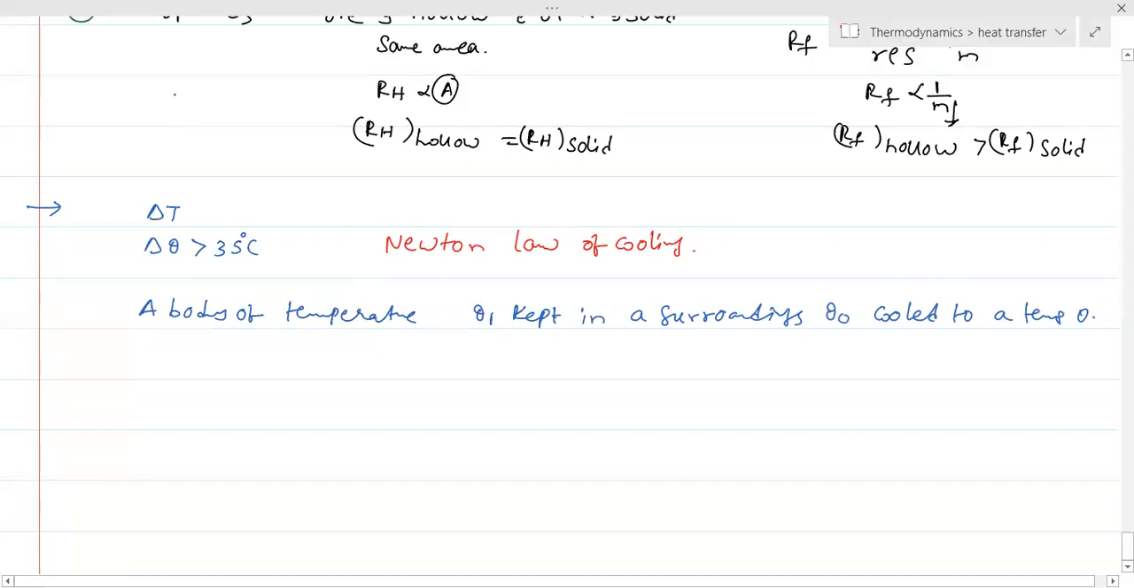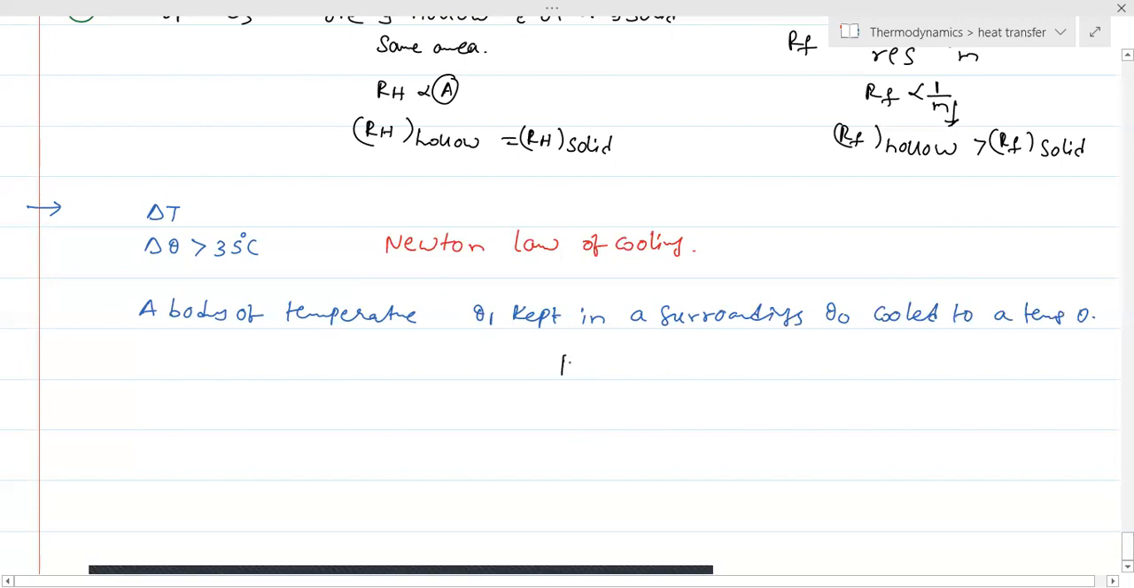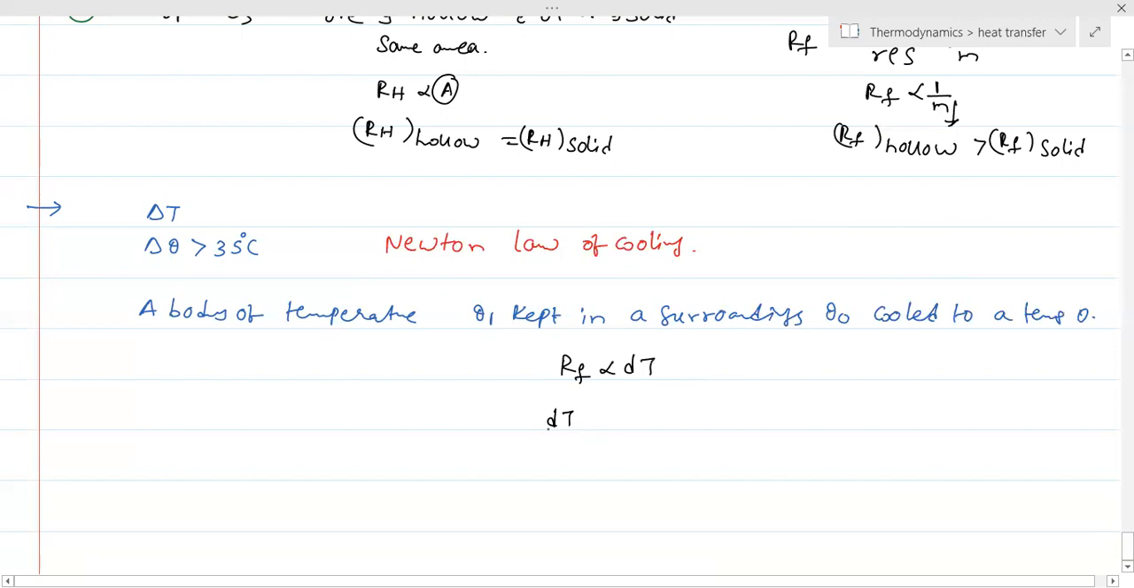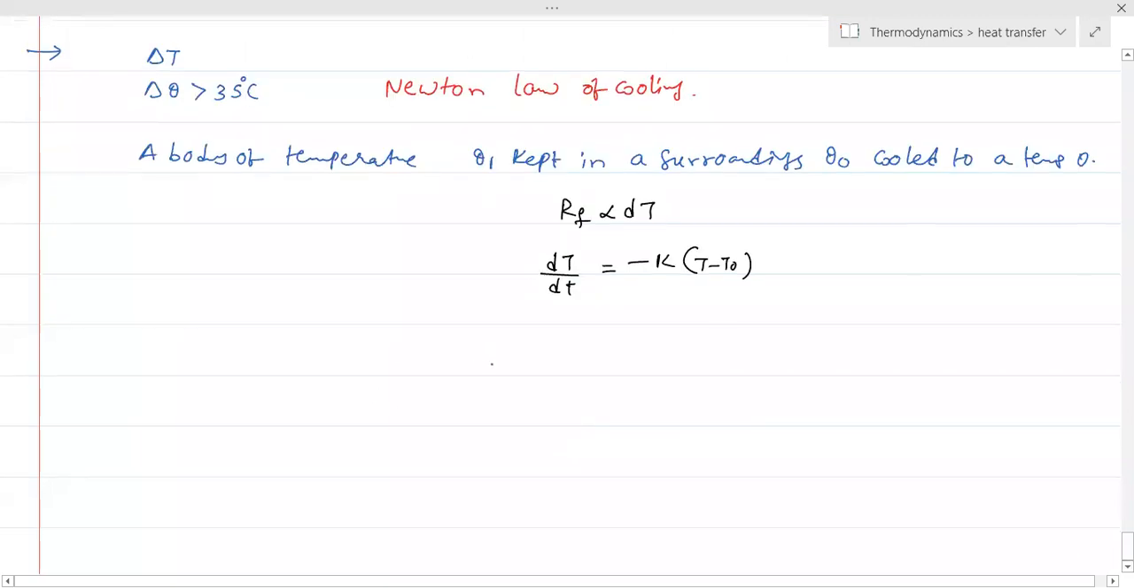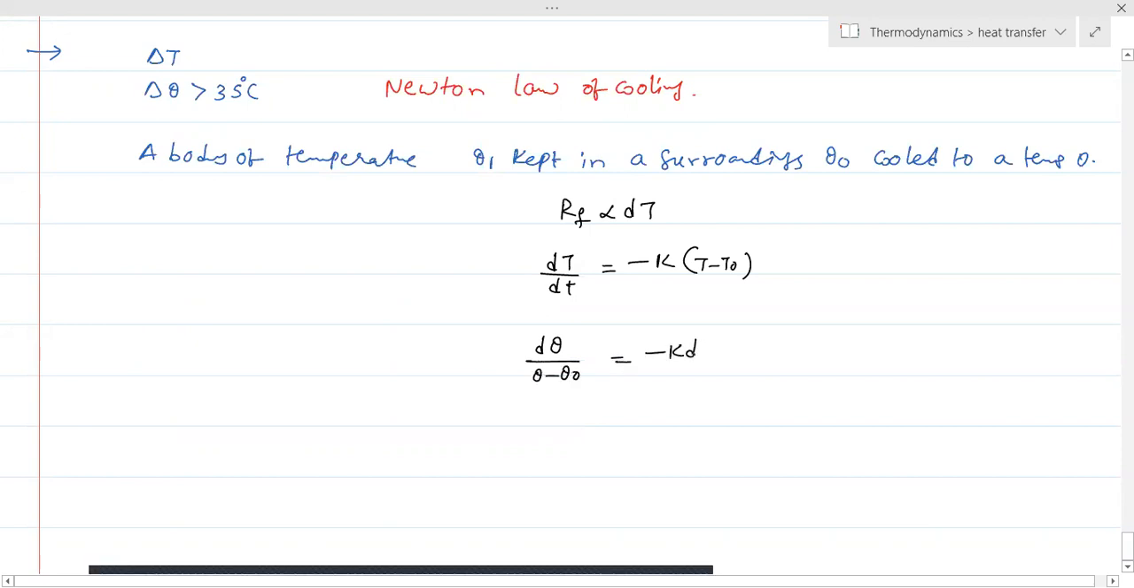So from there, we already know that the rate of fall of temperature is directly proportional to temperature. So I'm taking that only. dθ/dt is equivalent to minus k, where k is a constant. The temperature difference is, let us say, θ minus θ naught, or we can take it in terms of θ. No issue. In terms of θ, we write dθ/(θ minus θ naught) equal to minus k dt.